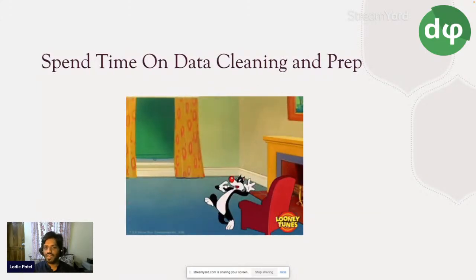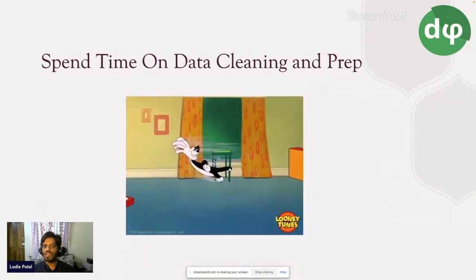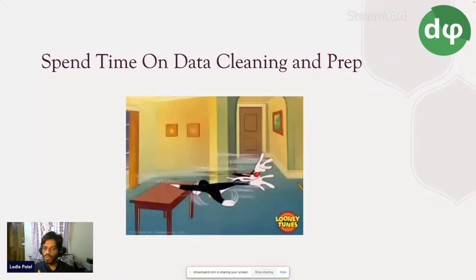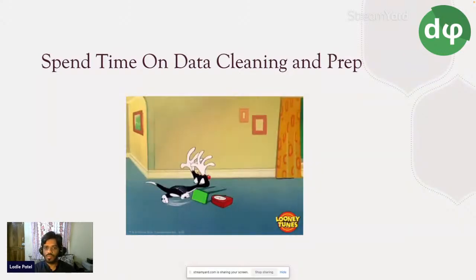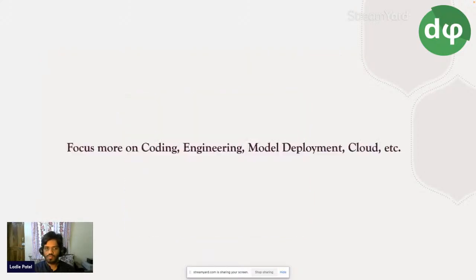Spend time on data cleaning and data preparation. Most of our time goes into data cleaning and data preparation. In the initial phase you don't have to know that, but the more you go into detail of data cleaning and data preparation, which, if you are using Python, means Pandas, the better. Spend time on that. Focus more on coding, engineering, model deployment, cloud, etc., instead of focusing on research.